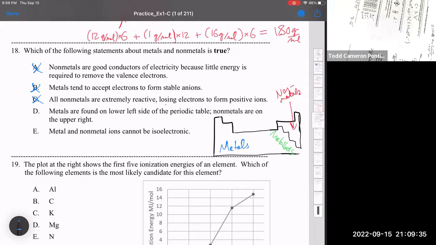D, metals are found on the lower left side, nonmetals are on the upper right. Hey, that one's good. We have our answer. And then E, metal and nonmetal ions cannot be isoelectronic. That's not true. A metal can lose an electron, a nonmetal can gain an electron, and they can have the same number of electrons total.